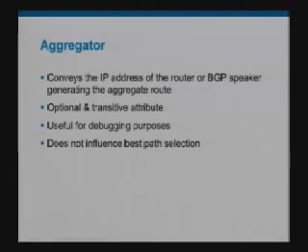Aggregator, another attribute, conveys the IP address of the router or BGP speaker which generated the aggregate. So if you use, say, a command to generate the aggregate on the router, again, the one in Cisco is aggregate-address, that will set the aggregator attribute. Pretty useful for troubleshooting if you're trying to work out where the aggregate came from. It's pretty useless for anything else. It's not used in the path selection or anything else that BGP does. It's purely there to provide information as to who or what in the network generated an aggregate.